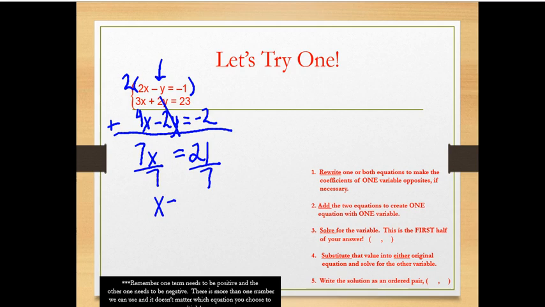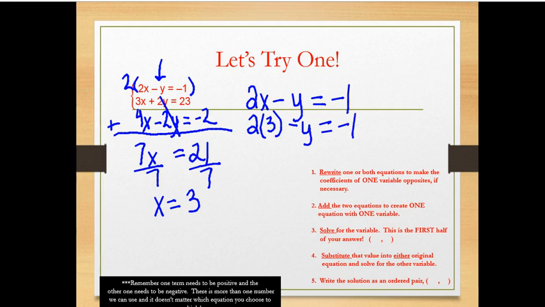and x equals 3. Now that we know what x is, it's easy to solve for y. We just substitute the 3 into one of our original equations. I'm going to use the top original equation, 2x minus y equals negative 1. So I'm going to take the 3 and substitute in for x. So I got 2 times 3 minus y equals negative 1. So that'll be 6 minus y equals negative 1.